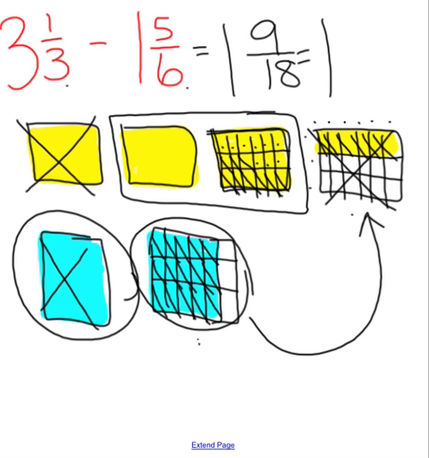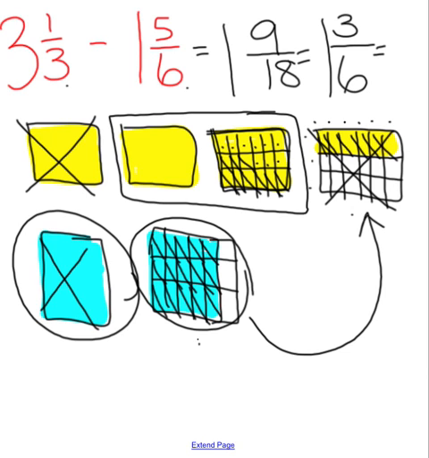I determine that by seeing what I can divide both numbers by. Can I divide 9 by 2? I cannot. Can I divide 9 by 3? I can. Can I divide 18 by 3? I can. Whatever I do to the numerator, I have to do to the denominator as well. 9 divided by 3 is 3, and 18 divided by 3 is 6. But I'm looking at that and I'm thinking I'm not done yet.